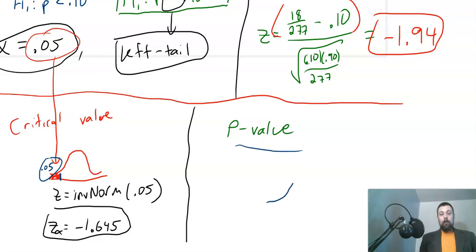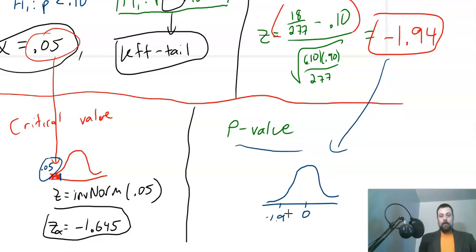Right, now for p-value, what we're going to do is take the test statistic. Zero's in the middle, so the negative 1.94 actually is going to be closer to the left tail. And then we want to find the area, in this case, to the left. Not because this is closer to the left tail, but because it's a left tail test. No matter where the test statistic is, you find the area to the left. That's what you do for a left tail test. Right, so the area to the left is going to be this area here.